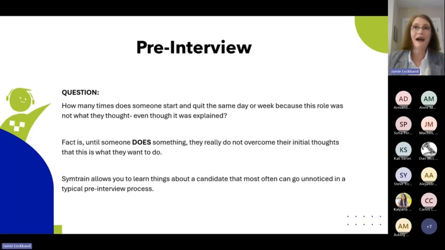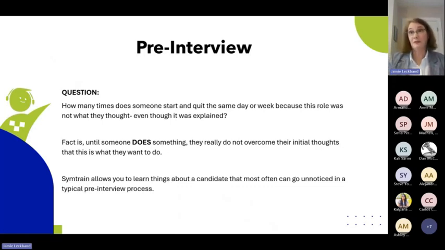So the fact of the matter is that until someone actually does something, they really do not and will not commit to the fact that this is not something that they want to do. They have a perception of what they think it is, or they really just need that job. And until they get in there actually doing it, they're not going to admit that, okay, this isn't what I want to do, or I can't do this.